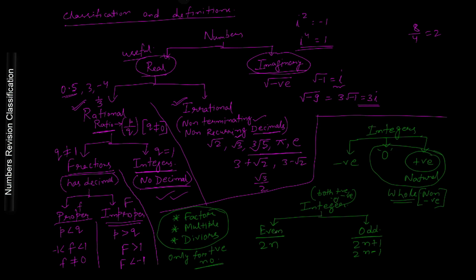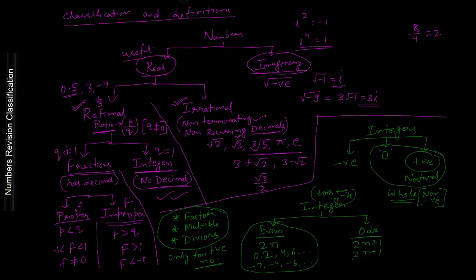So a suitable definition will be anything that can be presented as 2 into something is an even number, where n can be any integer. n can be positive, n can be negative, n can be 0. So if n is 0, 2n is 0. If n is 1, 2n is 2. If n is 2, 2n is 4. If n is 3, 2n is 6, and so on. If n is minus 1, 2n is minus 2. If n is minus 2, 2n is minus 4. If n is minus 3, 2n is minus 6, and so on. So even numbers are positive and negative both.